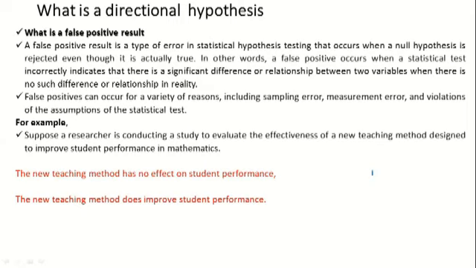For example, suppose a researcher is conducting a study to evaluate the effectiveness of a new teaching method designed to improve student performance in mathematics. The null hypothesis will be the new teaching method has no effect on student performance. And the alternative hypothesis will be the new teaching method does not improve student performance.